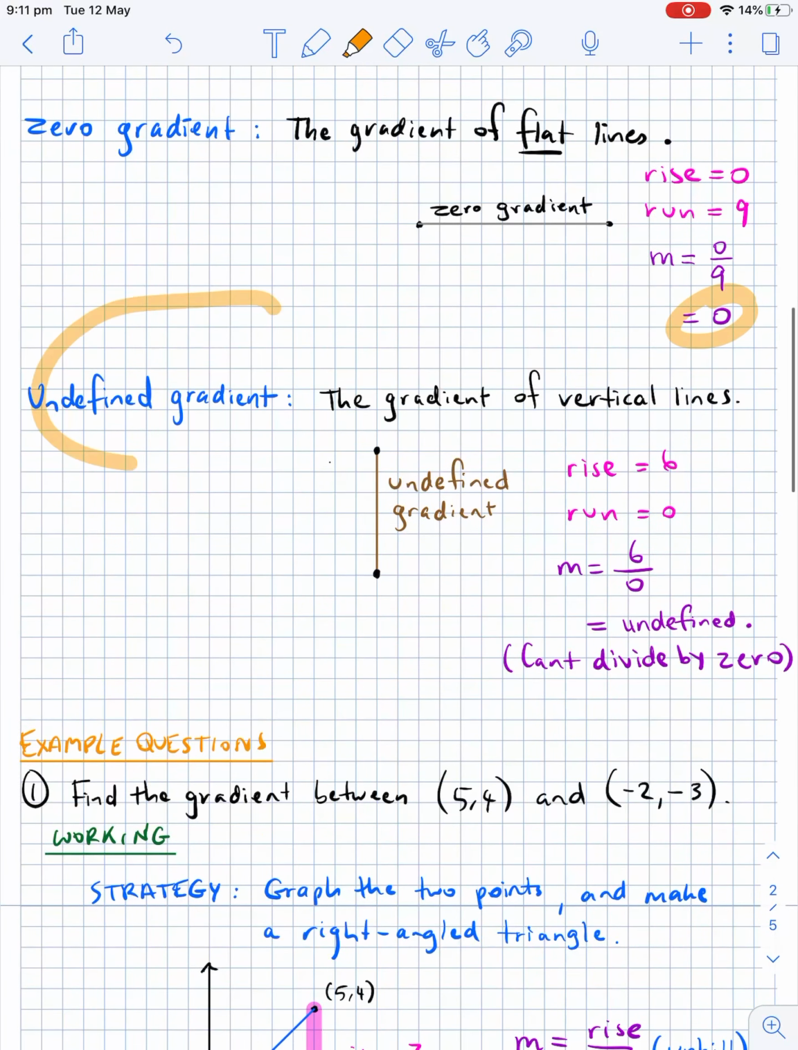Next up is an undefined gradient you need to be aware of. So that's the gradient for vertical lines. The reason that it's undefined is because, for example, with this vertical line right here, you can see that the line rises, it goes up 6, but it has 0 run. It doesn't run left to right at all. So therefore the run is 0. If we do rise divided by run, you can't divide by 0. So therefore that's when you get an undefined number, and your calculator comes out as an error.